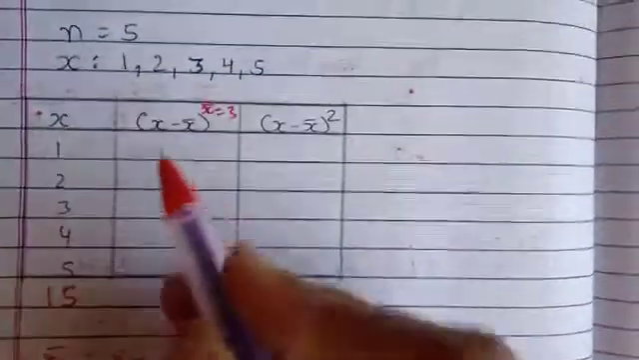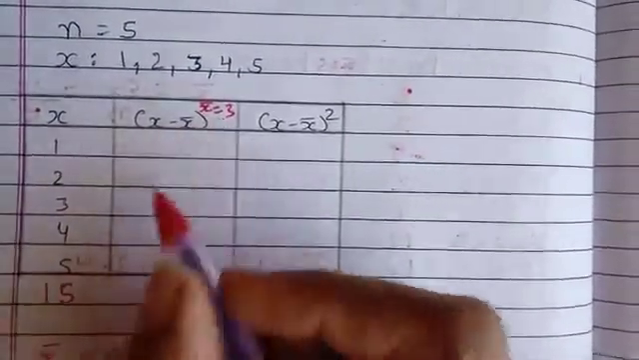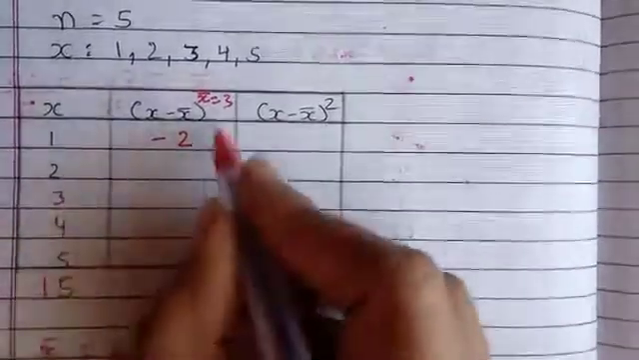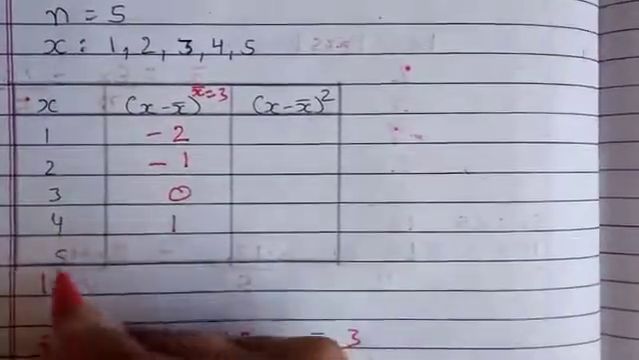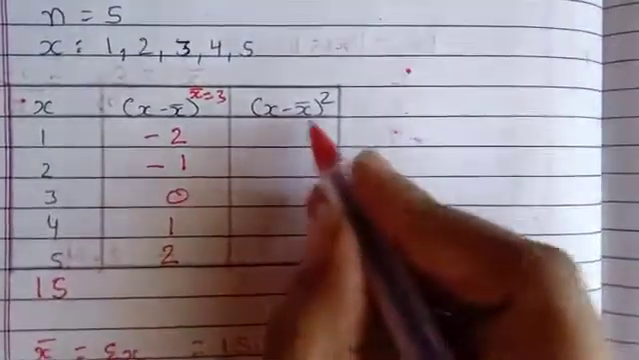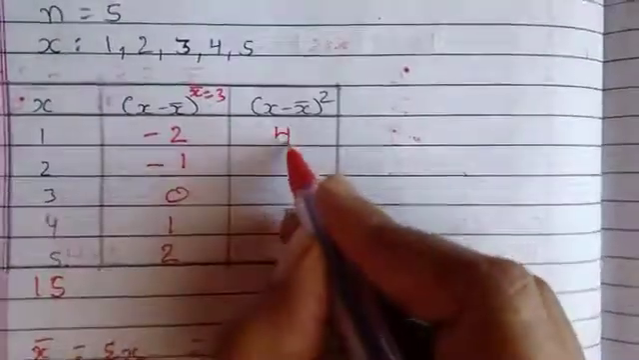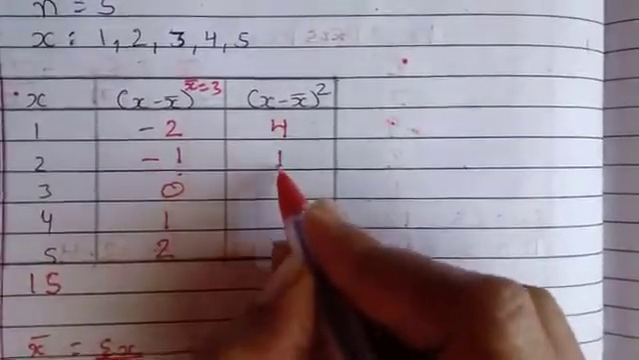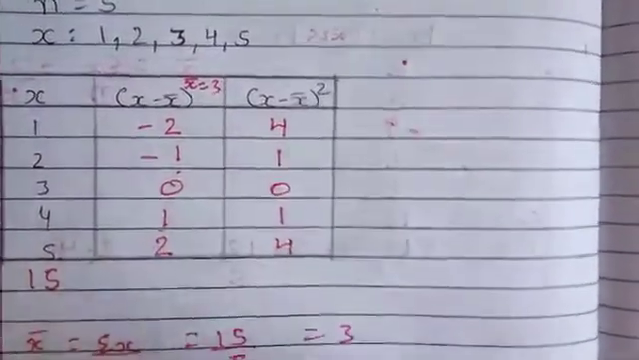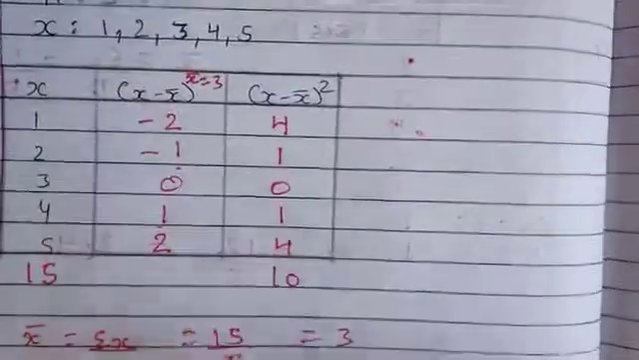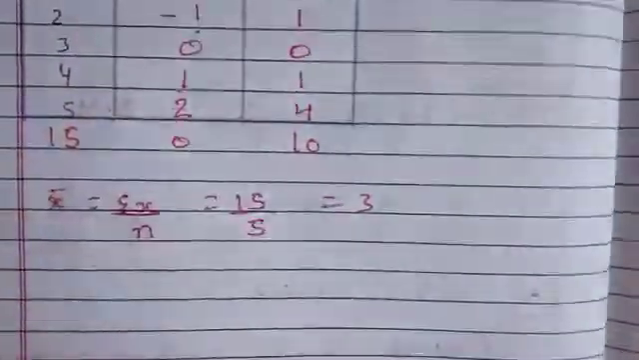Now we'll find out x minus x bar. So 1 minus 3 is minus 2, 2 minus 3 is minus 1, 3 minus 3 is 0, 4 minus 3 is 1 and 5 minus 3 is 2. Now x minus x bar square: minus 2 square is 4, minus 1 square is 1, 0 square is 0, 1 square is 1 and 2 square is 4. So the total of this is 10. And here the total is 0.